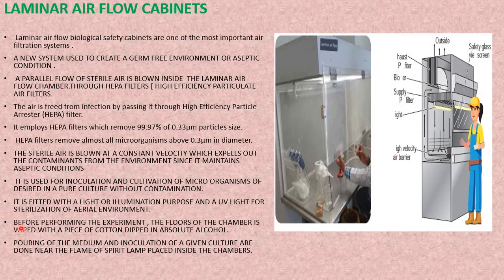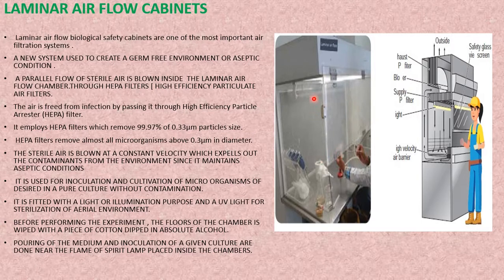You are going to sterilize this before performing the experiments. The floor of the chamber is wiped with a piece of cotton dipped in absolute alcohol. This is the floor, and everything is removed, and the floor is cleaned or wiped with alcohol or spirit. Then you have to dry it, close it, and switch on the UV light. So this is all the sterilization process.